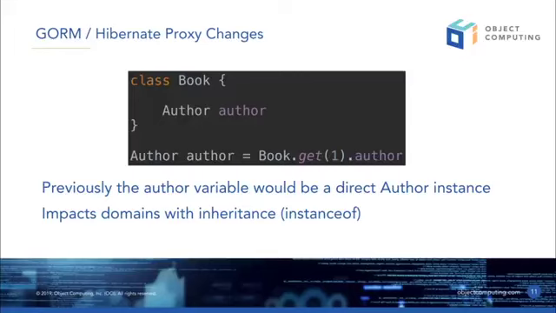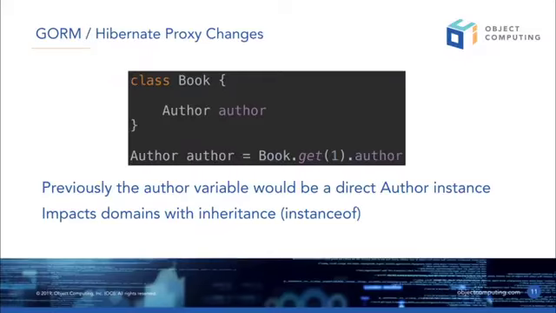So it was changed so that the proxy would not be unwrapped, right? If you attempted to retrieve any of those properties on the author, then that would obviously cause the query to occur, just like it did in Grails 3.